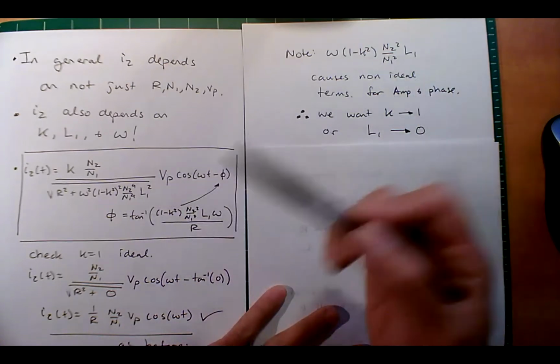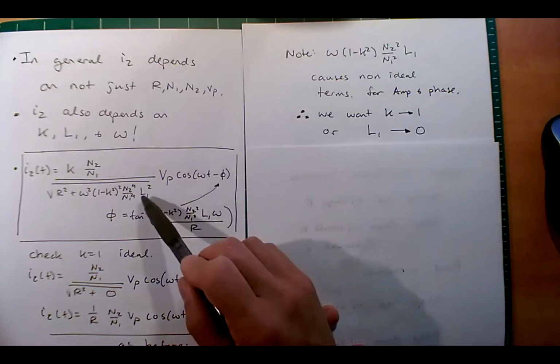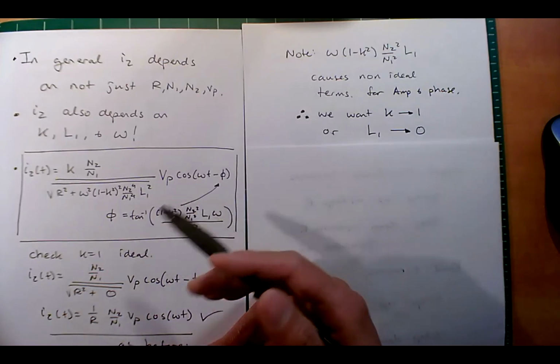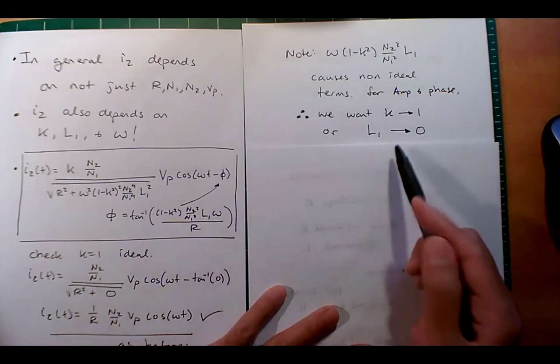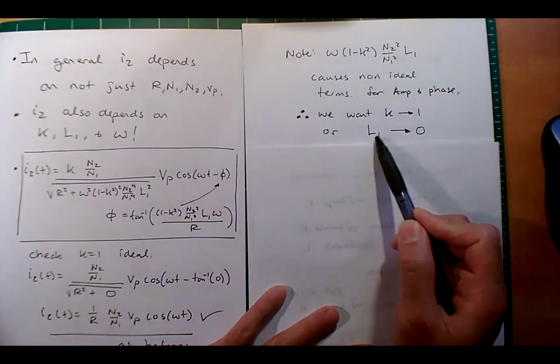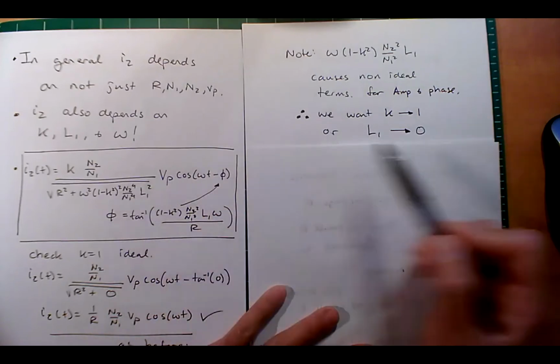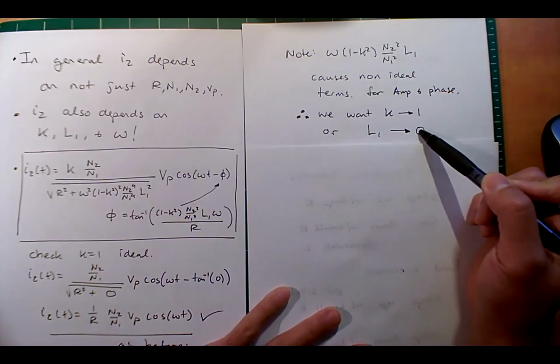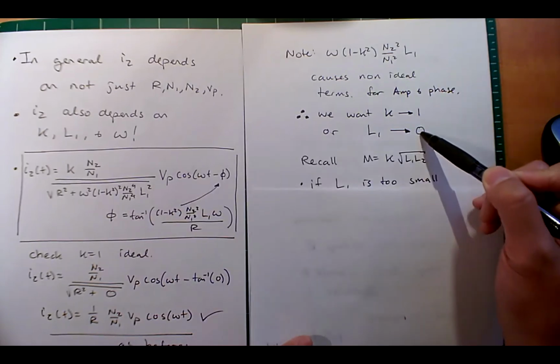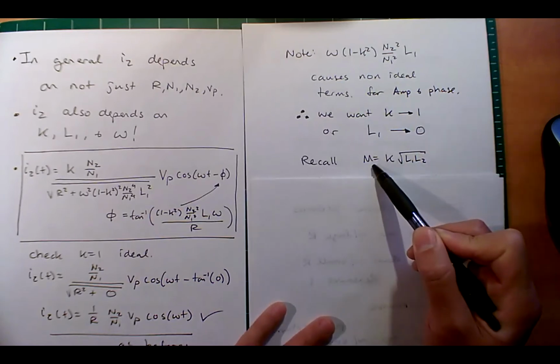Well, if I use 100 turns and 10 turns, I actually would have a bigger L1. And so that's kind of the physical correlation for how inductance could change even though your ratio is the same. Okay, so it seems like we want an L1 closer to 0. Now recall the mutual inductance.